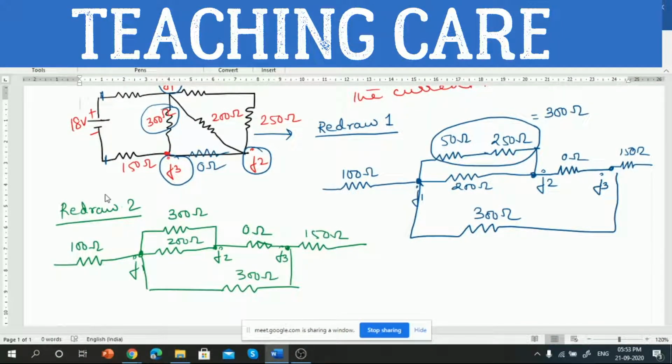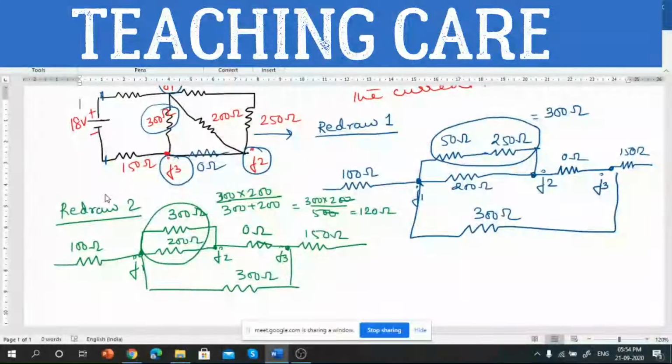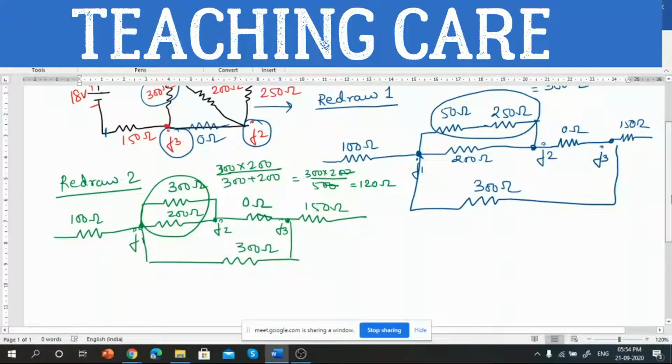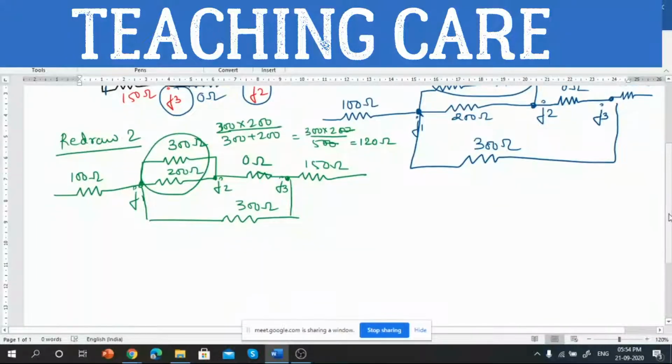So again we see that these two are parallel, so we will calculate this first. 1 by 300 and 1 by 200, it's like 300 into 200 by 300 plus 200, right? So it is 300 into 200 by 500. So it is coming to 120 ohm, right? Calculate and confirm. It is 6 twos, so it is 120, right? So it is coming to 120.